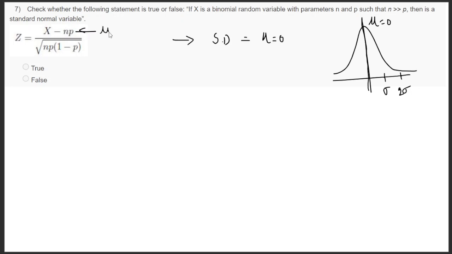As you all know, mean is equal to n into p in binomial distribution, npq is the variance in binomial distribution, and standard deviation is equal to the root of npq. So they have subtracted the mean to bring it to the center and divided the whole range by the standard deviation, and so they have normalized. So that is a standard normal variate. If you ask whether this is true, yes, it is true.